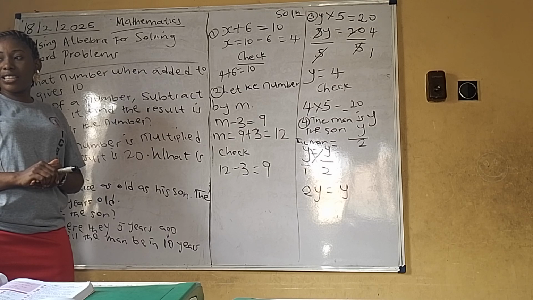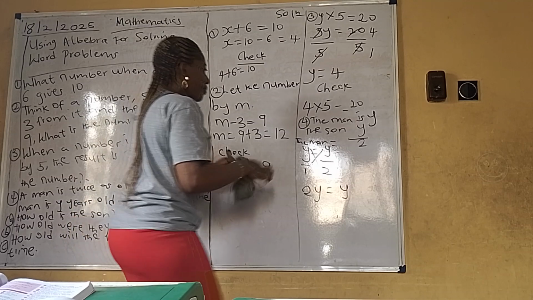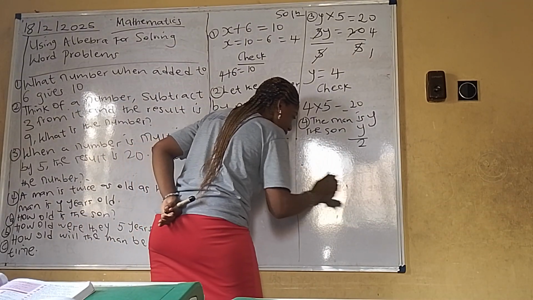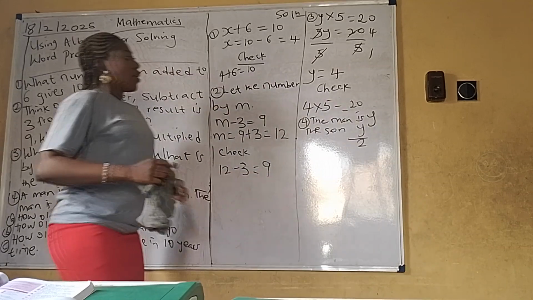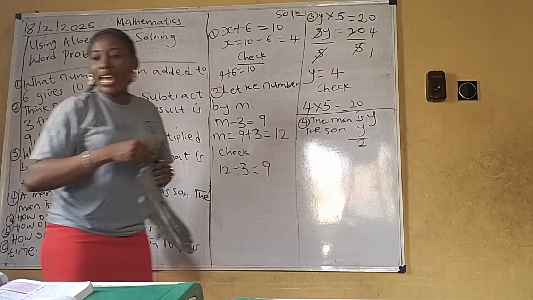Are you getting it? Don't get confused. Let me go again. Just look at it very well. Don't get confused. We have that. Don't forget to start. We say the man is 1 year old.